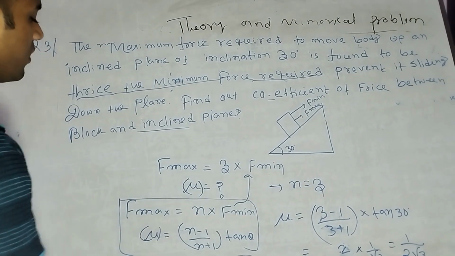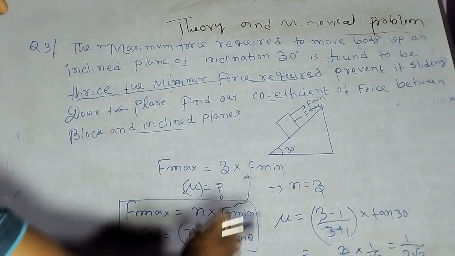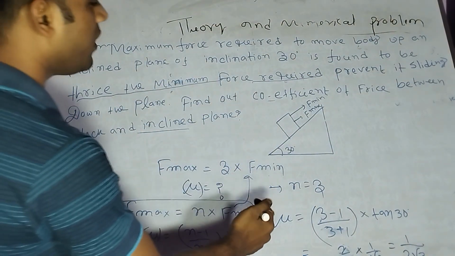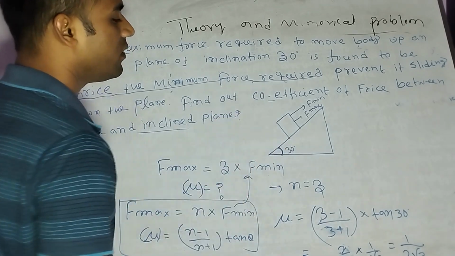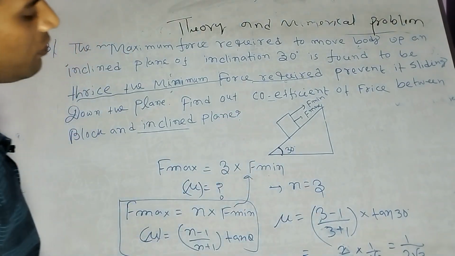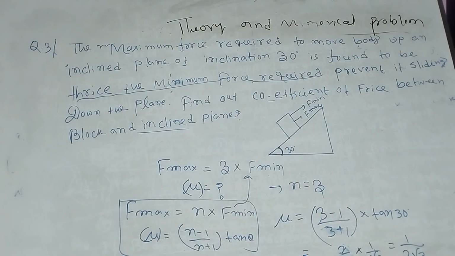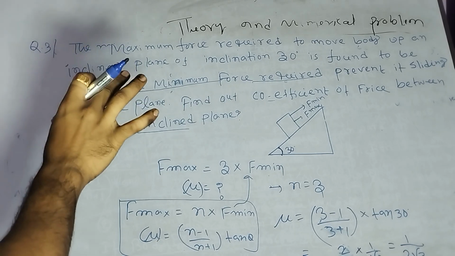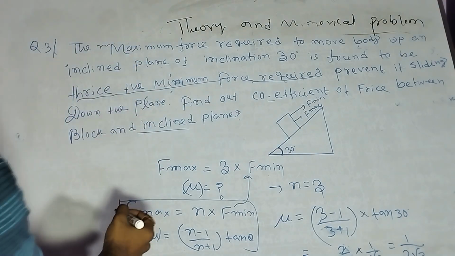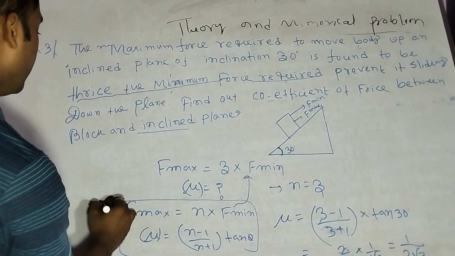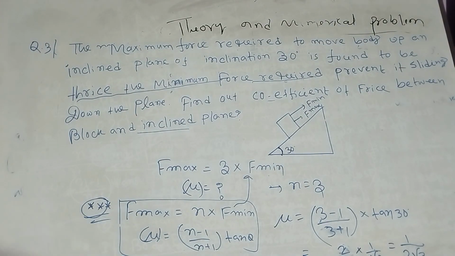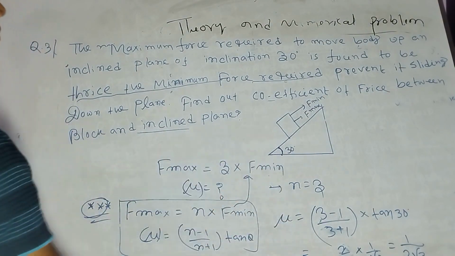So this equation can be applied directly. The coefficient of friction is equal to (n minus 1) divided by (n plus 1) into tan theta. What is theta? Theta is the angle of inclination, that is, this angle of 30 degrees. So put this value in and easily find the coefficient of friction. This is the numerical problem of F max and F minimum on the inclined plane. These two data are very important for numerical problems of F max and F minimum, and to calculate the coefficient of friction in the inclined plane.